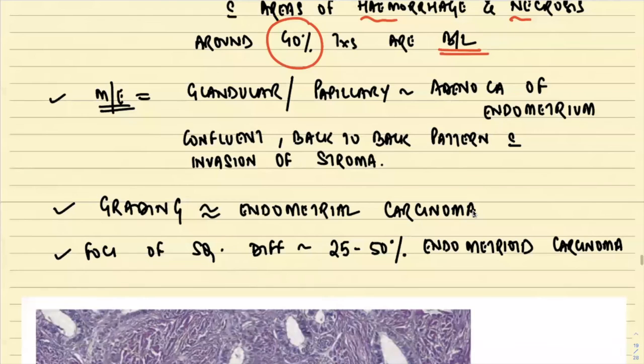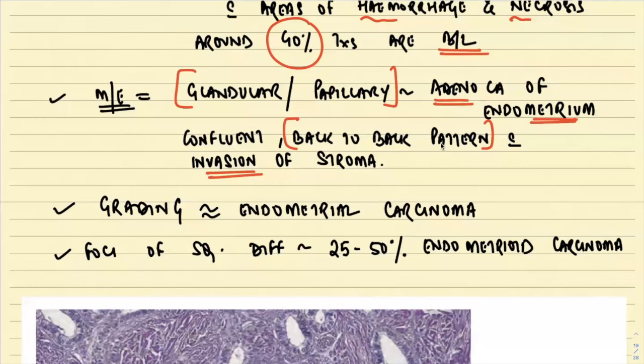Microscopically, they are very similar to the adenocarcinoma of the endometrium, showing glandular or papillary architecture. And very important, what did I tell you? When the glands are present, the only indication of invasion of the stroma is what? The characteristic back-to-back pattern of gland arrangement, or the confluent pattern.